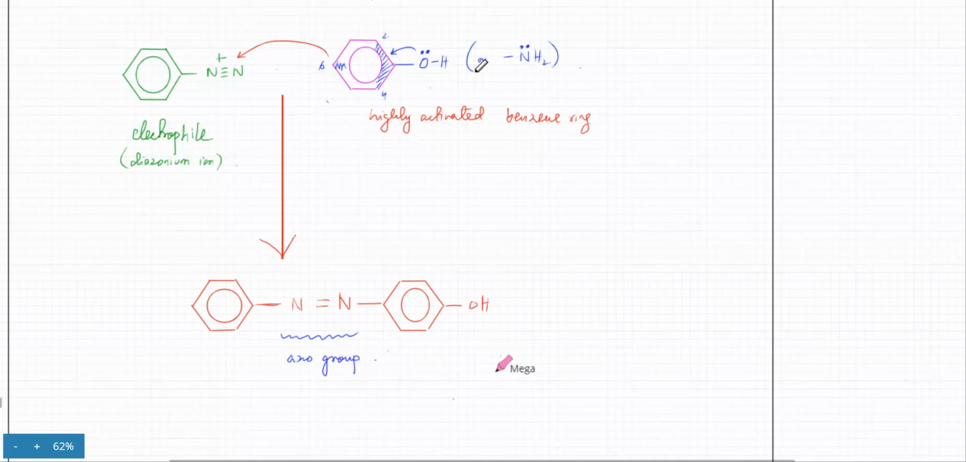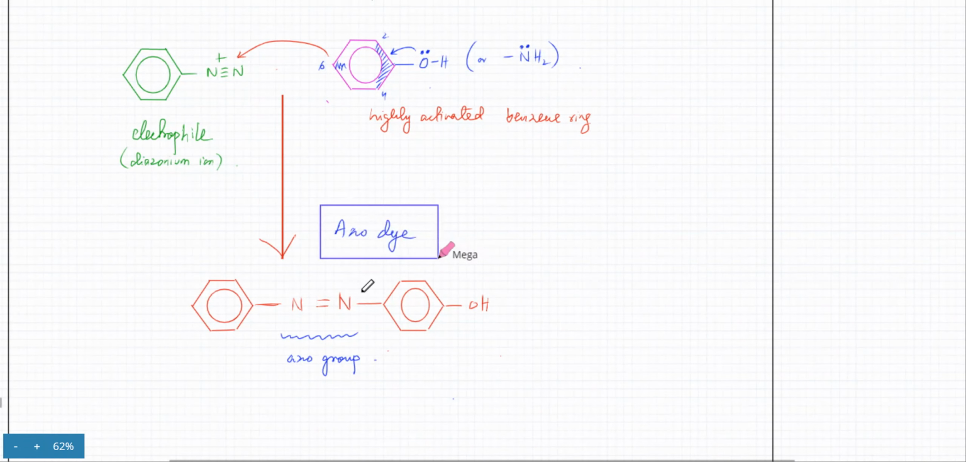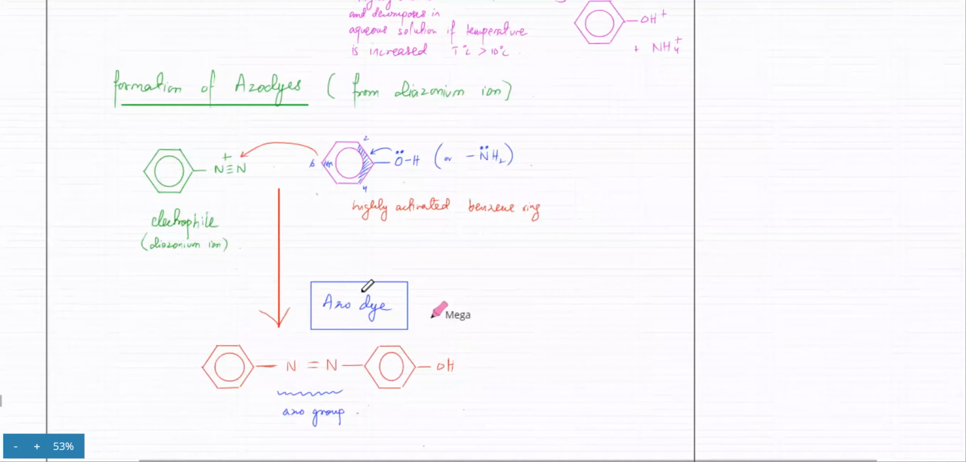So an azo dye is simply this thing. This is the very basic structure of what an azo group looks like and what an azo dye is. Okay, let me label this as well. So you finally found your azo dye. So that's how azo dyes are formed.